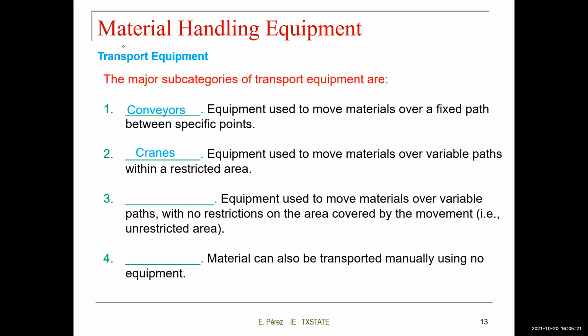Cranes are equipment used to move material over variable paths within a restricted area. Industrial trucks are also equipment used to move materials over variable paths, so there's no constraint or fixed path that you have to use, with no restriction on the area covered by the movement. And then again, no equipment. This material can also be transported manually using no equipment.